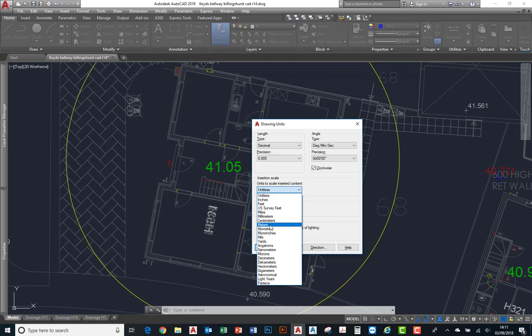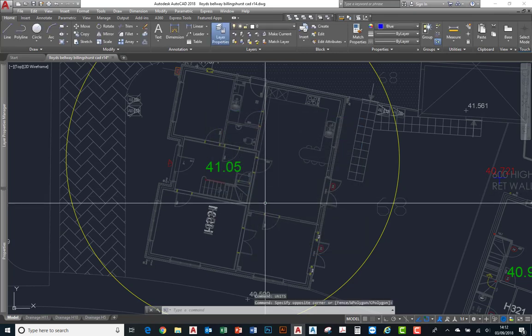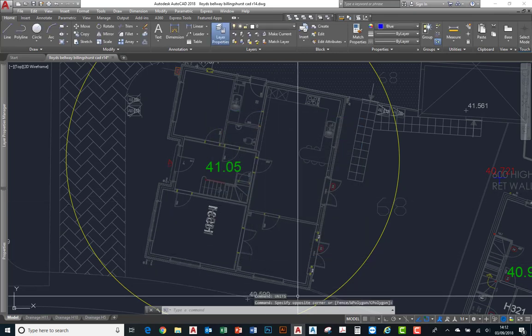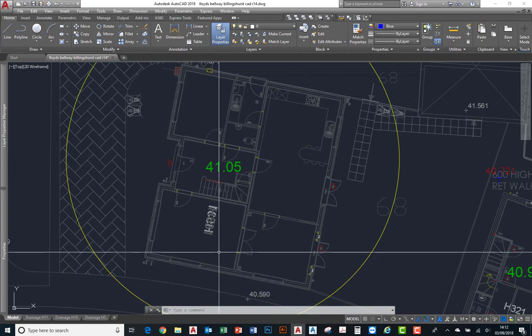Usually on a large plot like this, it's quite often drawn in meters, which means that when you actually start drawing, you'll realise that one unit is 1 meter.